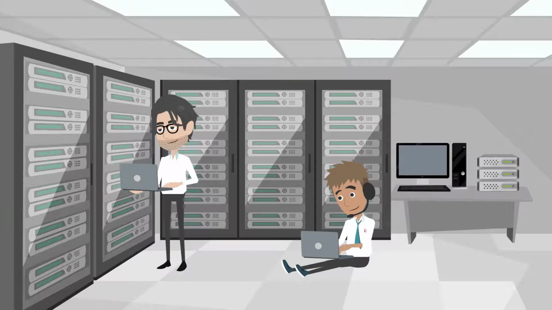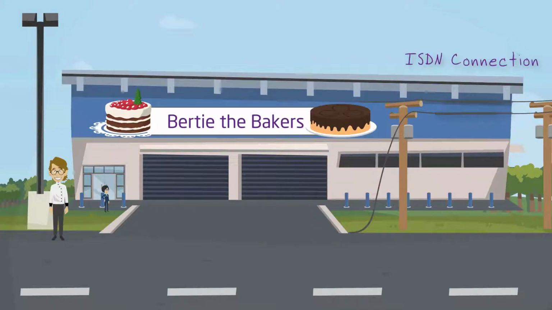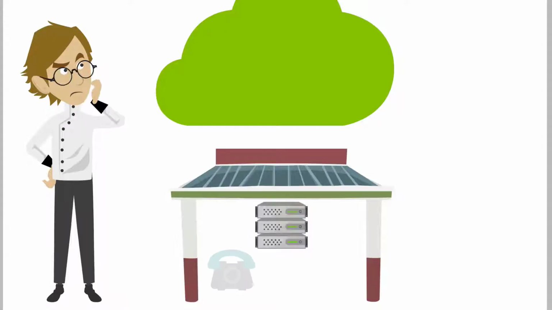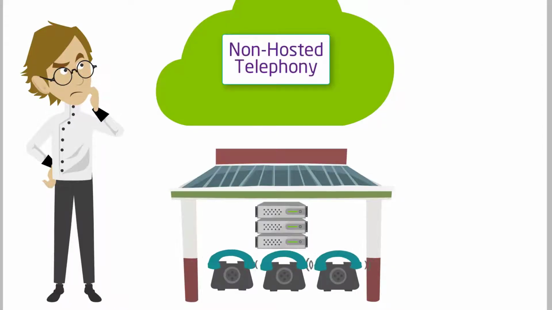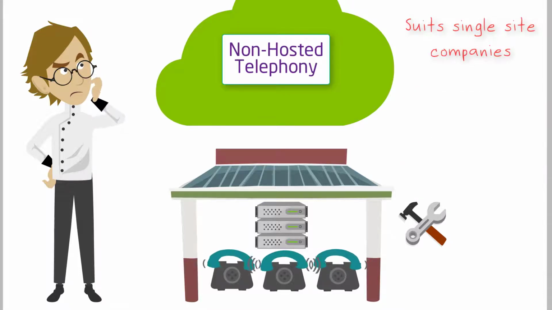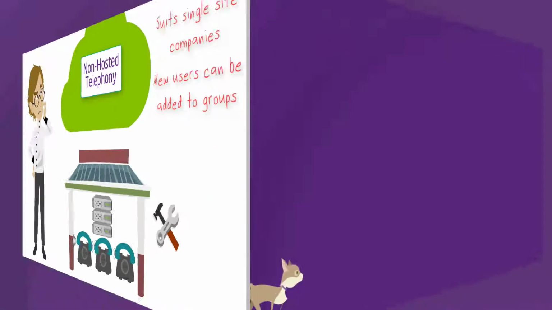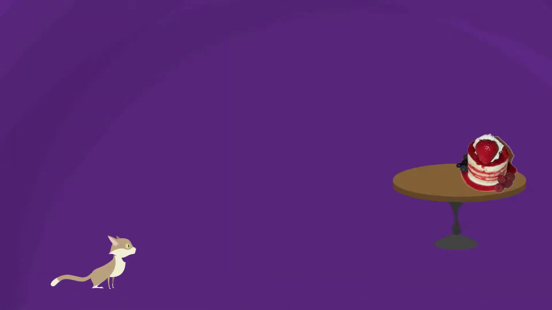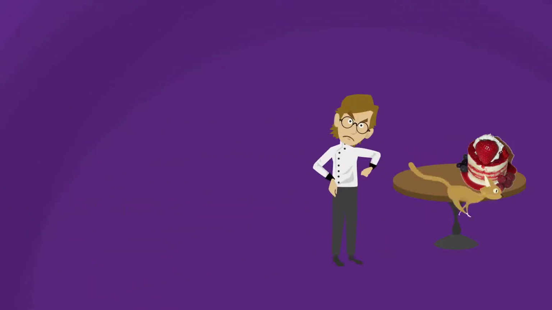They had an ISDN connection, which is a data service connecting the phone system to the telephone provider. This is classed as a non-hosted telephony solution, as the equipment managing the telephones is based on the customer's site rather than being hosted by the telephony provider. This is a great solution for a single site company. As you expand, new users can be added to the team groups, and as Bertie's new system could handle up to 30 calls at a time, he was like the cat that got the cream on top of one of his trifles. His business was flourishing.